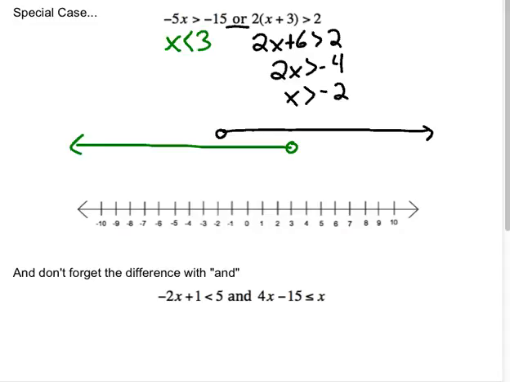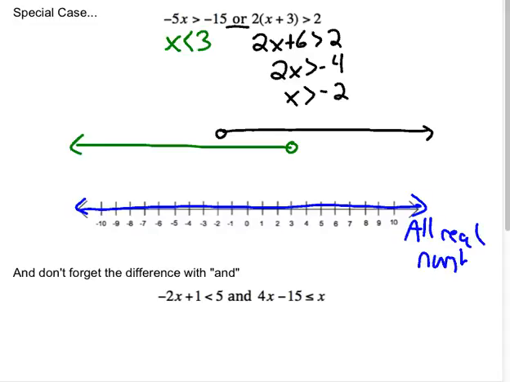So the really interesting thing about this one is when I go to shade in my number line, I'm shading everything. Everything is covered by these inequalities. So this is a circumstance of actually all real numbers. Every number is a solution to this. Every number would work because it is an "or." So just a fun circumstance to show you that "or" means you're graphing absolutely anything that you see, and in this case that means every single real number is part of your solution.